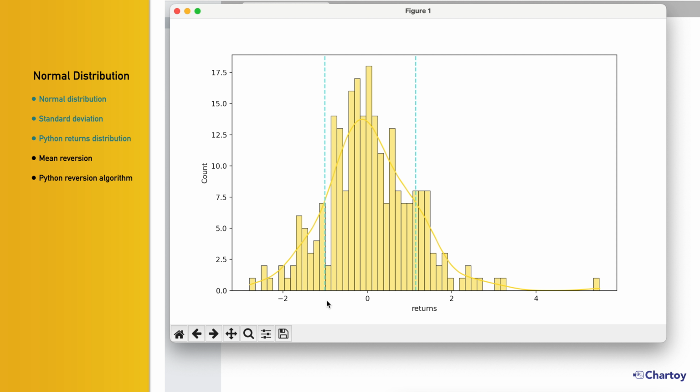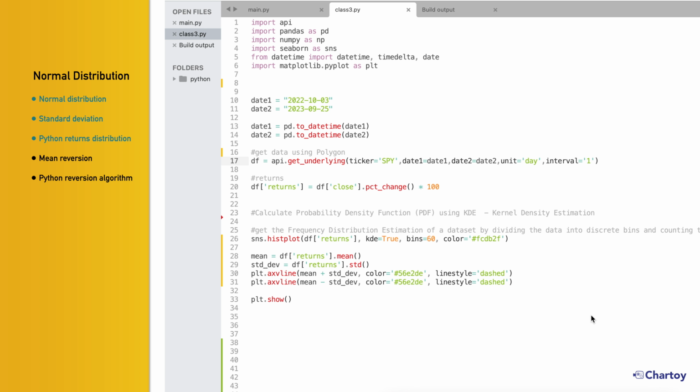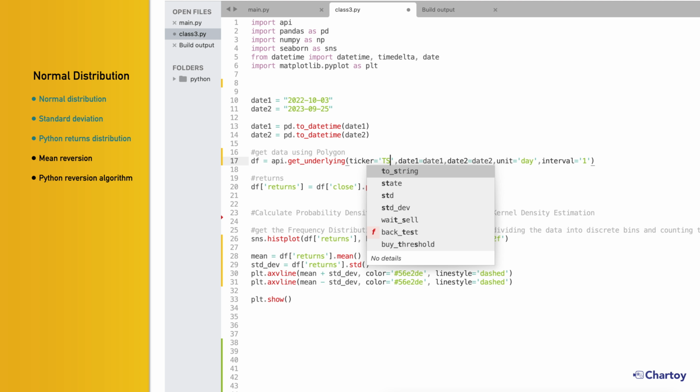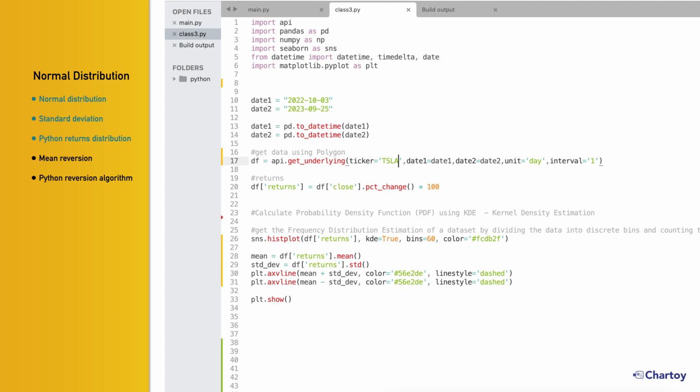So let's now see what happens if we check another stock which is more volatile. So let's go to code. Let's change SPY to Tesla, for example, and see what happens when we run this.